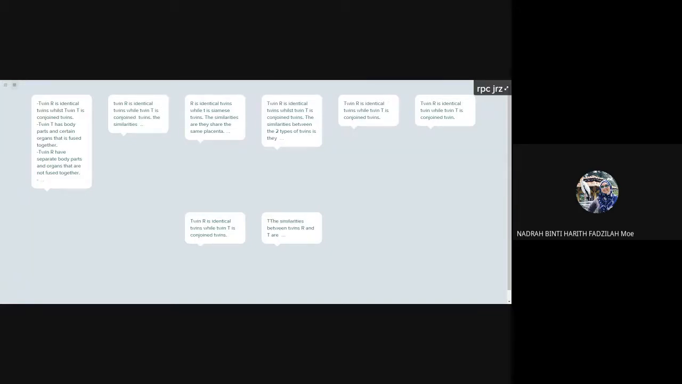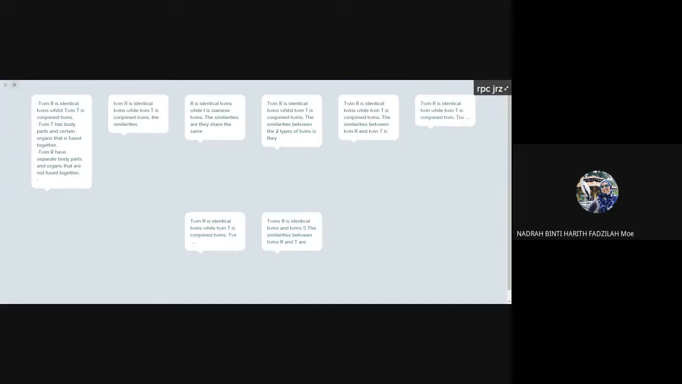Bagus. Okay. Izamani punya explanation tu is quite good. So that is a good explanation of difference where you describe twin T tu ada certain body parts yang fused together atau shared together. Twin R tu fully separated. Boleh? Okay, tak ada masalah. Good. Okay, differences dah settle.